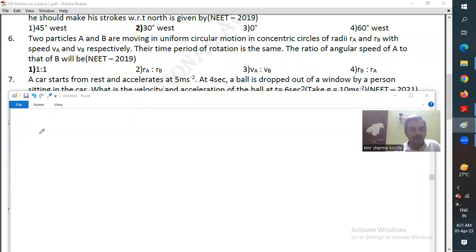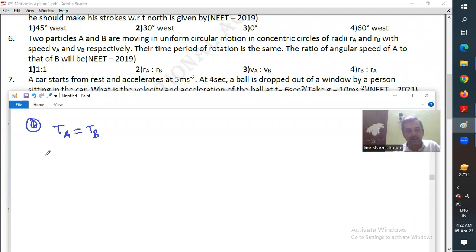Question number 6. Two particles A and B are moving in a uniform circular motion in concentric circles of radii RA and RB with the speeds VA and VB respectively. Their time period of rotation is the same, so T of particle A is equal to T of particle B. The ratio of the angular speeds of A to that of B will be?